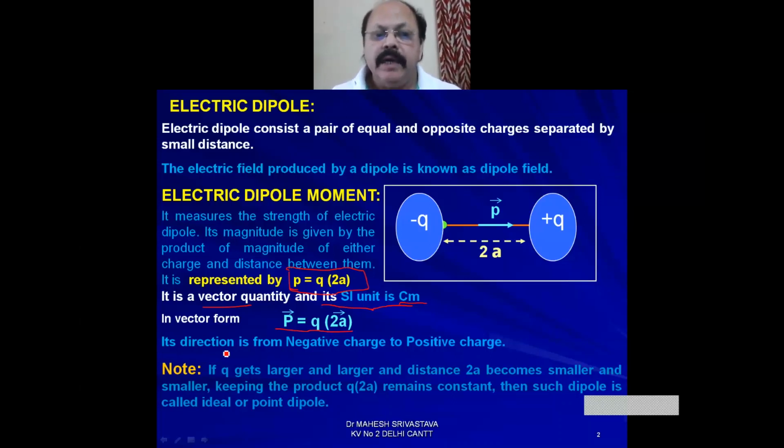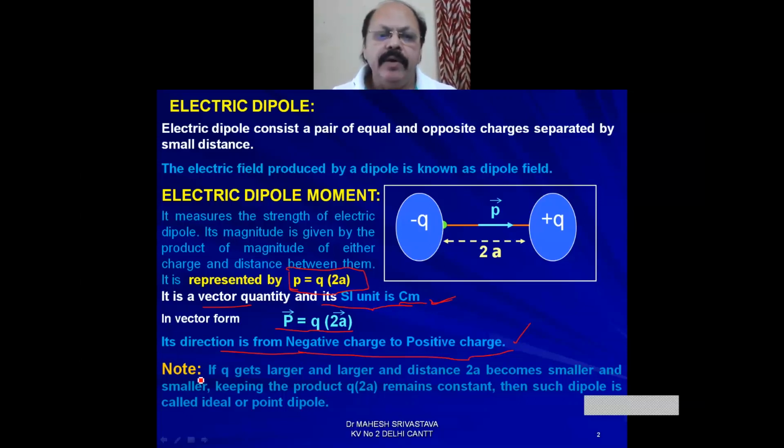Now the direction of electric dipole moment is always taken from negative charge to positive charge. You remember it for your CBSE exam. So many times in the 1 mark questions they ask what is the direction of the electric dipole moment, and they also ask the unit of electric dipole moment. So you remember it. If you remember the formula, then you can write the unit easily.